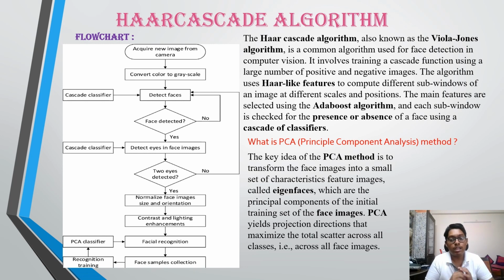So the next one is the PCA method. The full form is Principal Component Analysis. It transforms the face images into a small set of characteristic feature images called eigenfaces, which are the principal components of the initial training set of face images. PCA yields projection directions that maximize the total scatter across all face images.